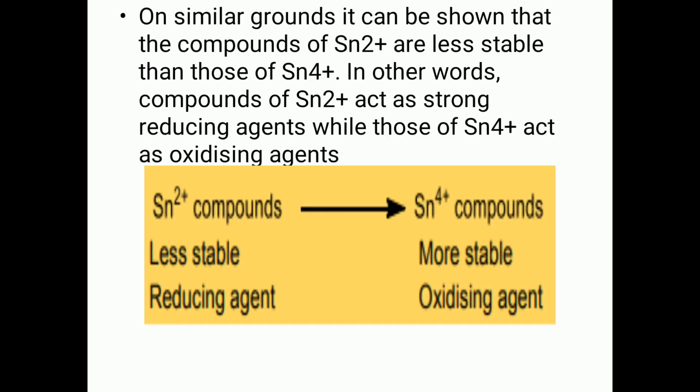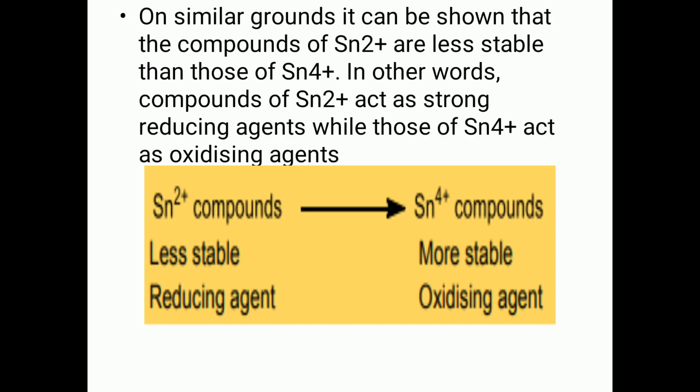On similar grounds, it can be shown that compounds of tin 2 plus are less stable than those of tin 4 plus oxidation state. In other words, compounds of tin 2 plus act as strong reducing agents while those of tin 4 plus act as oxidizing agents.